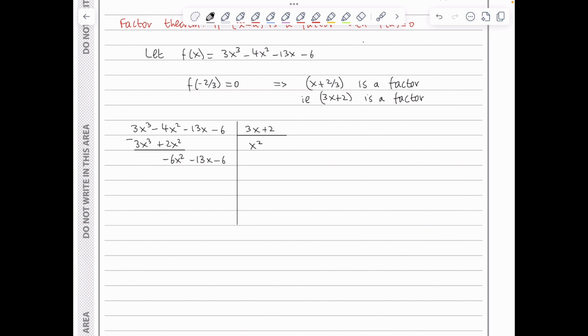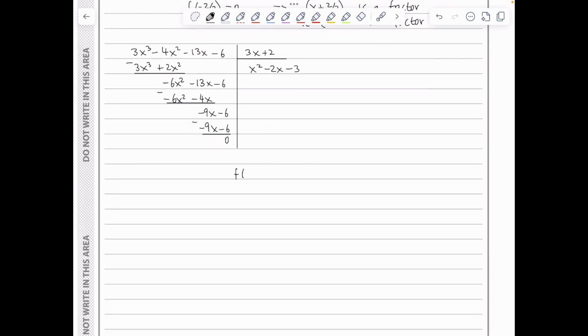I will multiply then by negative 2x to get negative 6x squared minus 4x, and I will deduct once more to get negative 9x minus 6. So I need a negative 3 here to give me negative 9x minus 6, which of course leaves me with a remainder of 0. And this means we can write f of x as a product of 3x plus 2 and x squared minus 2x minus 3.